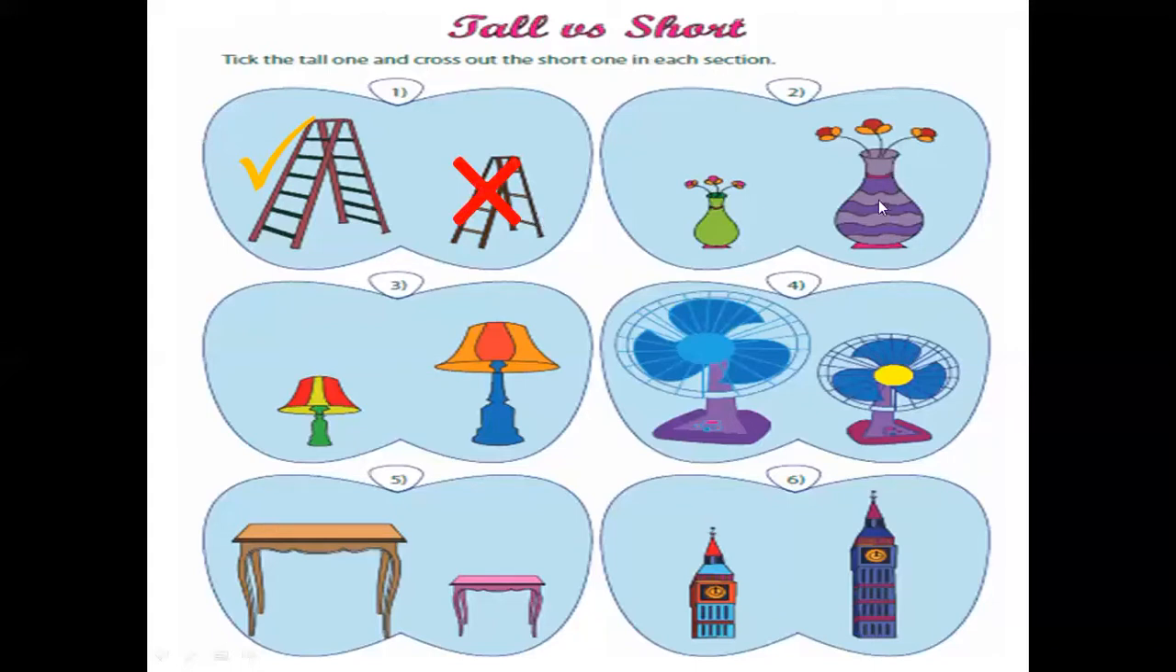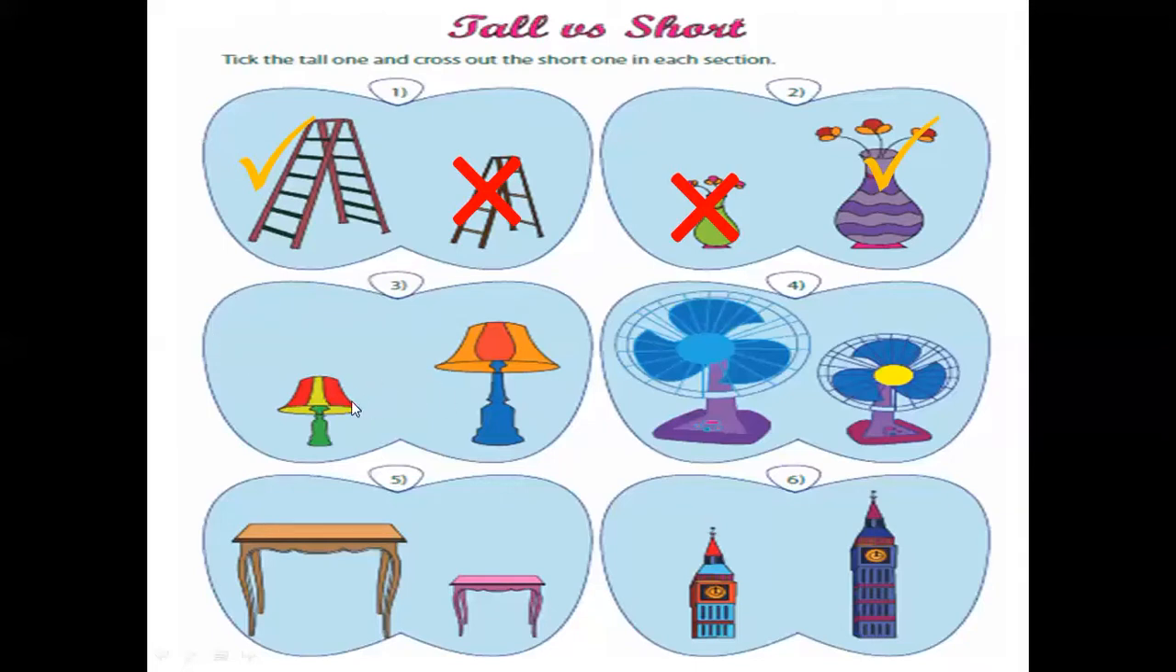Okay. Now there are 2 pots, so this one is short and this one is tall. Compare the height. Look here. The first one is just half of the second one. So we are going to cross the short one, and for the tall one we are going to tick the tall object. Okay. Now come to the next one.